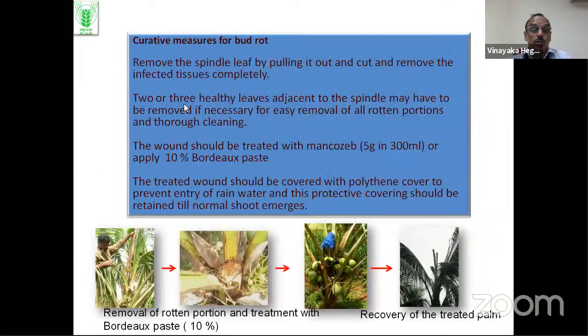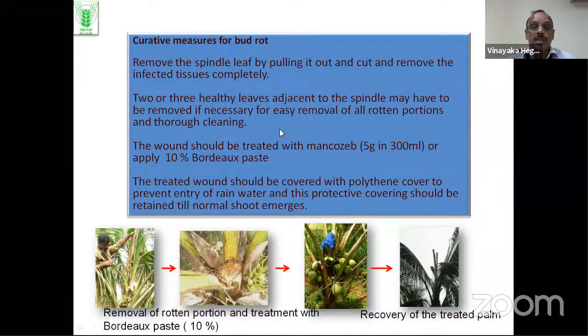So what is the curative treatment? Here I can show you. This is the way in which, when bud rot appears and they remove this, we can see that there is rotting in the basal portion. We have to completely remove this rotted portion, cutting it out. Even an adjoining one or two leaves we may have to cut. Then we can see that all the rotted portions are removed.